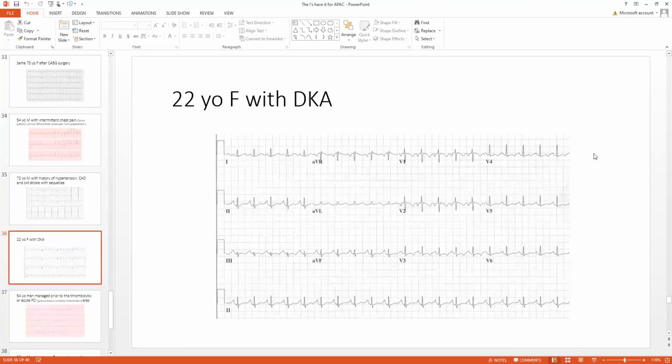All right, here's a 22-year-old female with diabetic ketoacidosis. We talked about acidosis decreasing supply of oxygen to the heart, even though the blood's going through. Well, you can see there are ST changes here in the anterior leads. Well, we asked the gal, do you have chest pain? And she looked at you like, I'm having a hard time breathing, so I don't know anything else.